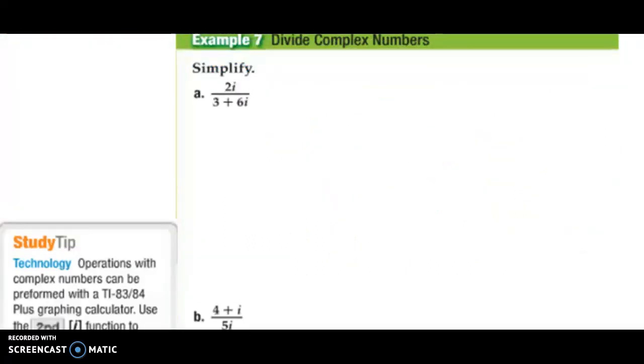Finally, the part that gets the most difficult when it comes to complex numbers: it's simplifying fractions of complex numbers. Okay? So the way we do this is by using something called the complex conjugate.